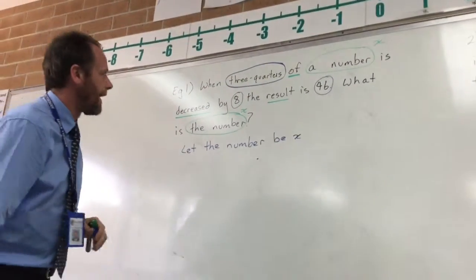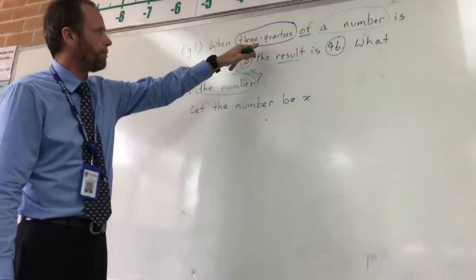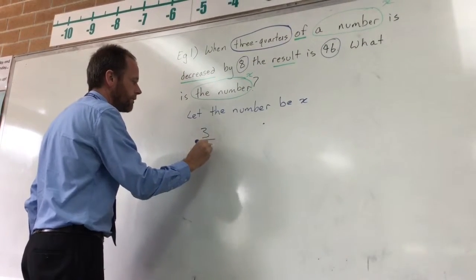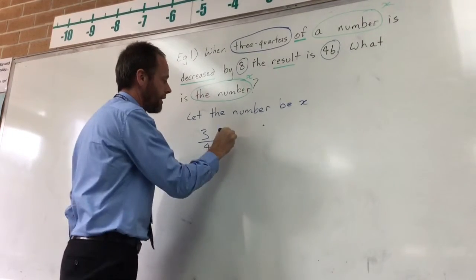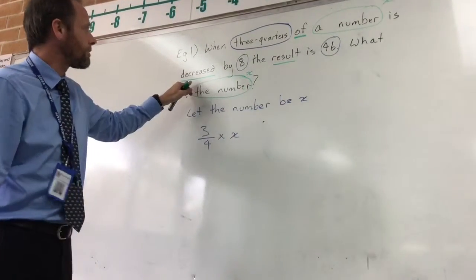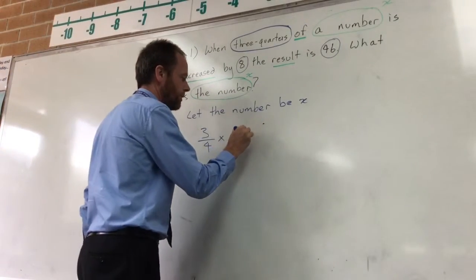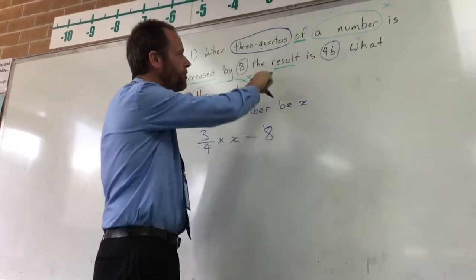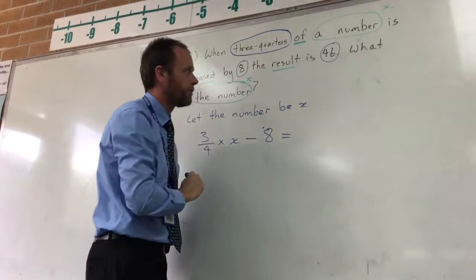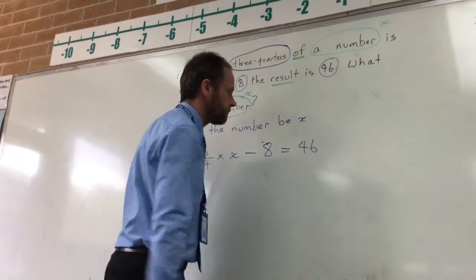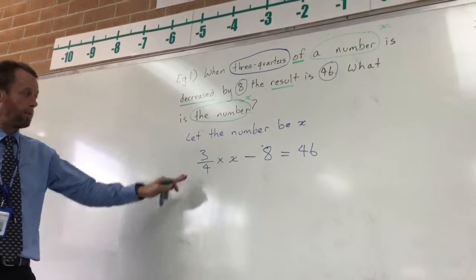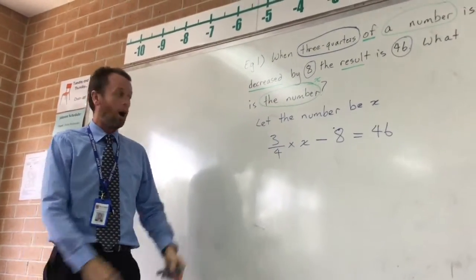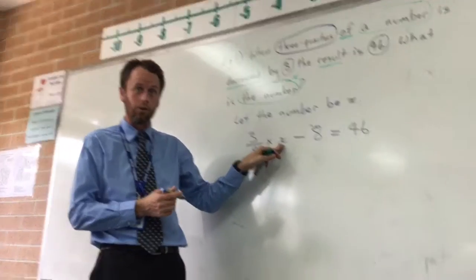Write the problem as an equation. Well, let's have a look. The problem: 3/4 of a number. 3/4 times, we know "of" is times, x is decreased. Well, we know that's minus 8. When we do that, the result equals 46. I hope now you look at that and you say, oh, that looks like a maths problem. I can now solve this. What I want to do is find x.